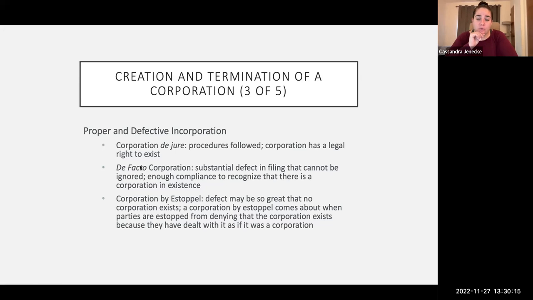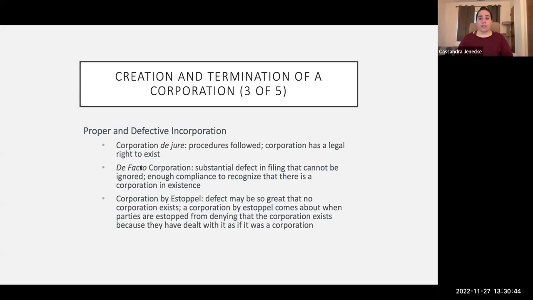And then there's a corporation by estoppel. So we've talked about the concept of estoppel in a couple of different areas of our class, but when we talk about a corporation by estoppel, the defect is so great that no corporation exists. You can't come back from it. But a corporation by estoppel comes about when the parties are prevented from denying that the corporation exists because they have dealt with it as a corporation.